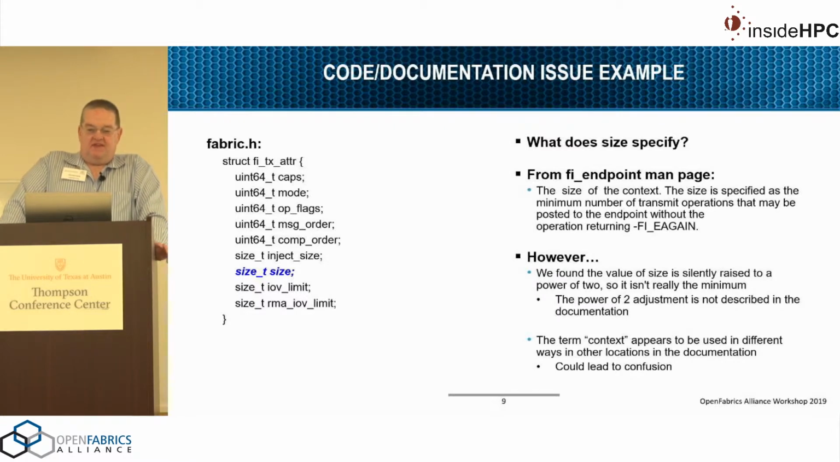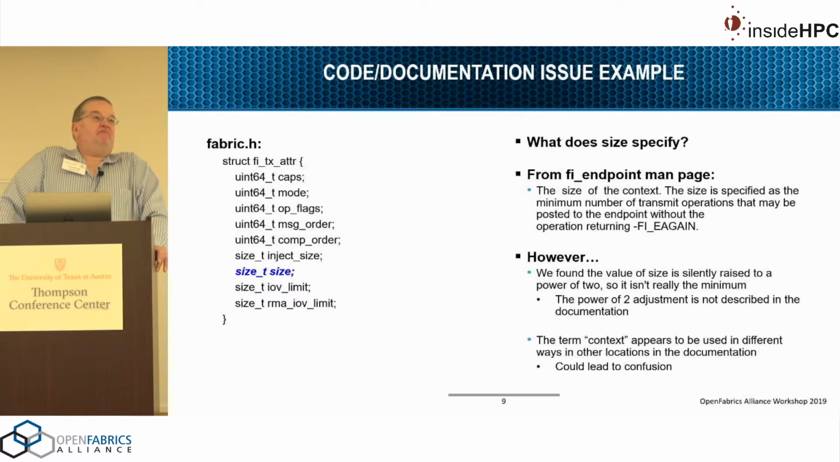Here is one of the things that we were talking about in terms of our code and documentation type issues. If you look at this data structure from fabric.h, there's a field in here called size. If you go look at the documentation, especially this happens to come from the endpoint man page, it starts out with the size of the context is the description. The size is specified as the minimum number of transmit operations that may be posted to the endpoint without operation returning EAGAIN.